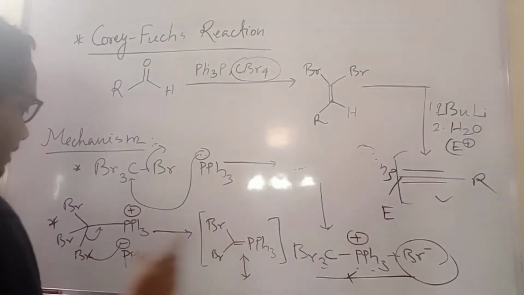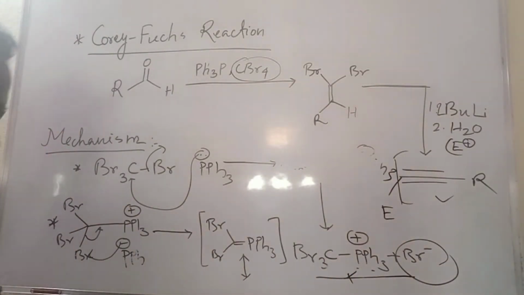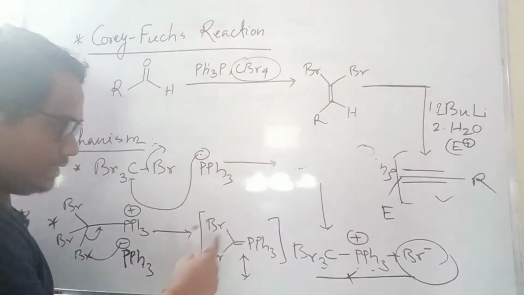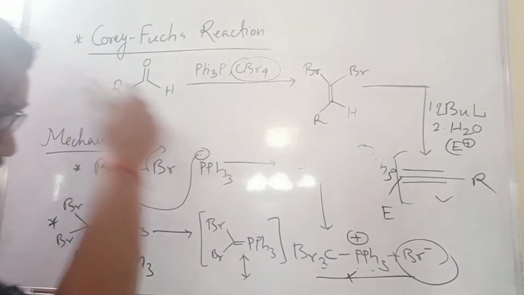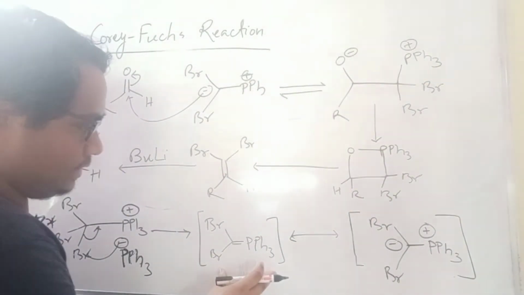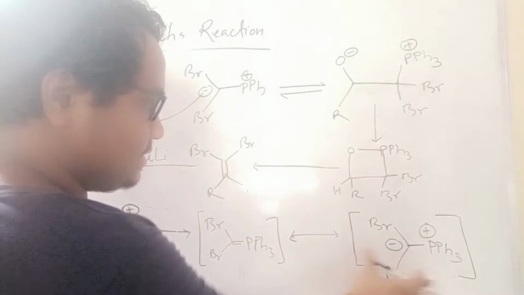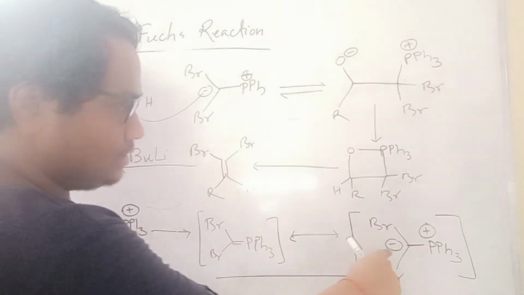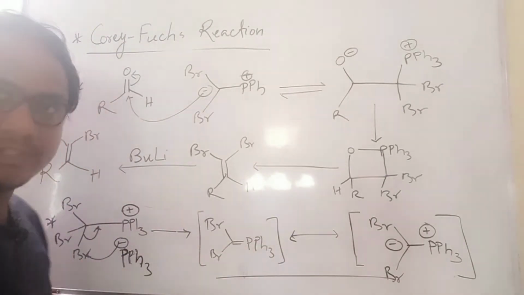In this step, another PPh3 takes one bromine and this ylide will form. This ylide is very important for the further step. This is the resonance form of these 2, minus plus, and it is a double bond. You know the resonance form.